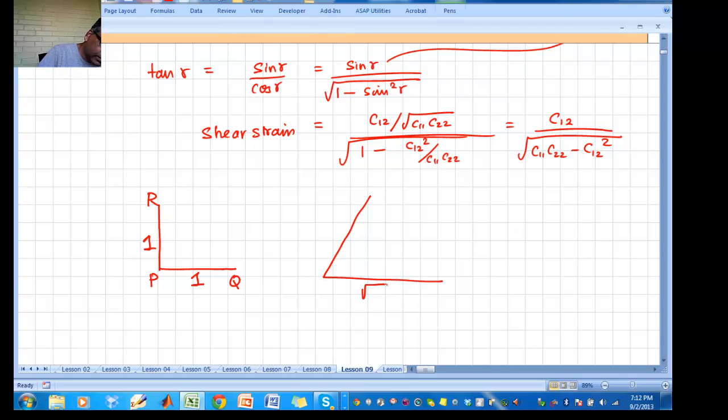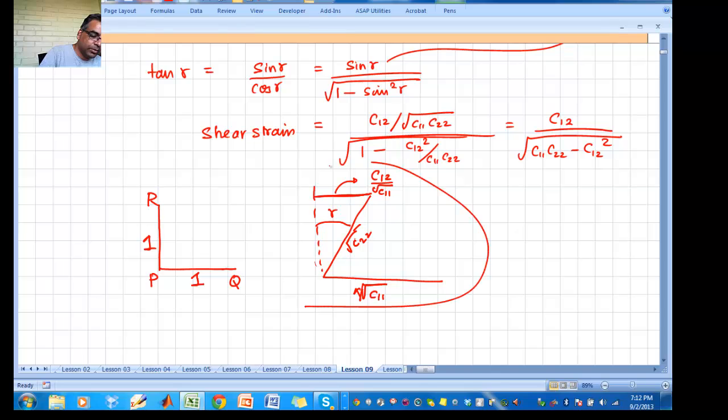If this is 1 unit, this is square root of C11. This is square root of C22. This angle, and this side is C12 over square root of C11. So if you remember these three things, square root of C11, square root of C22, C12 over square root of C11, you can find the angle. Sine angle is this and this, cos you can find out what is this length and so on, and it's pretty easy for you to figure out everything. So this is the picture to remember.